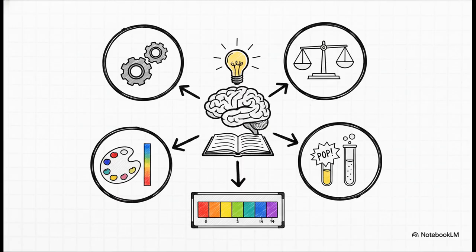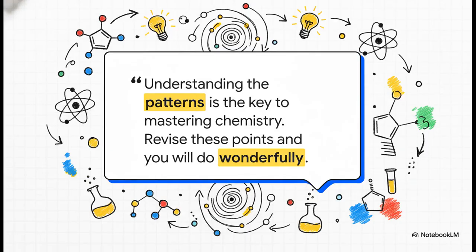Number 4, the gas tests. The pop sound for hydrogen and the lime water turning milky test for carbon dioxide. Be absolutely clear on these. And finally, number 5, understand the pH scale. What is acidic, what is basic, and what the numbers mean. Just remember, the key to chemistry is not just memorizing facts, it's about understanding the underlying patterns. If you focus on these 5 points that we've just discussed, you will be in a very strong position.